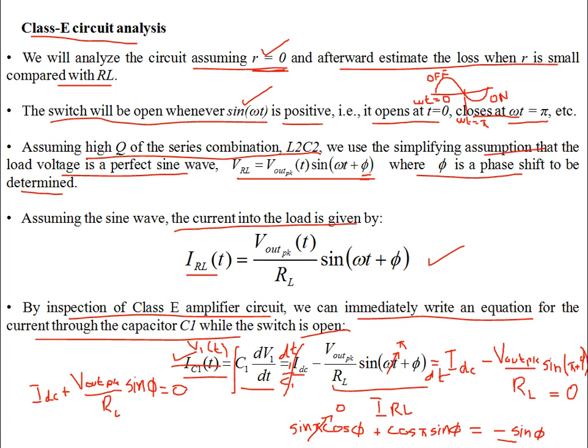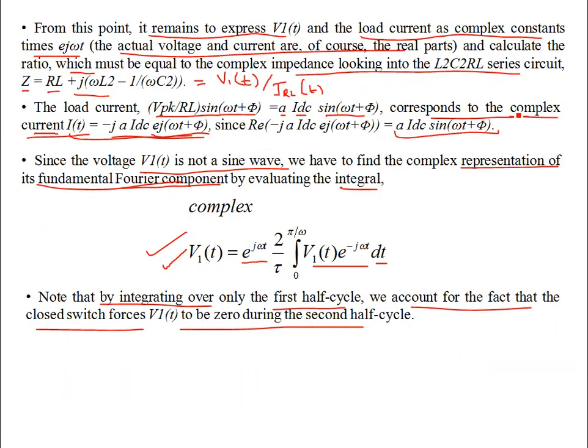So the switch closes, and when the transistor is on during the second half cycle, we have the closed switch, right? So the transistor is conducting. So V1T is 0.